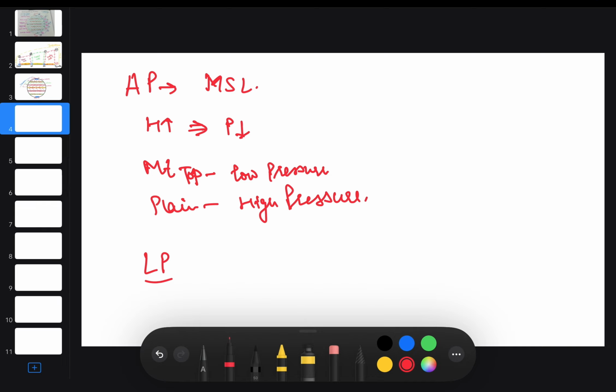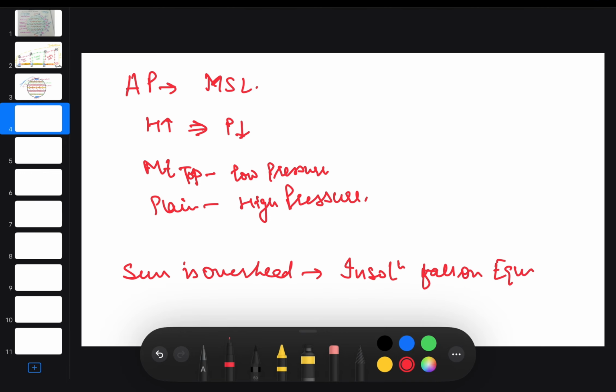Now let us understand how low pressure and high pressure are created. When the sun is overhead, insolation will fall directly, mostly on the equator. Generally the sun is overhead on the equator.